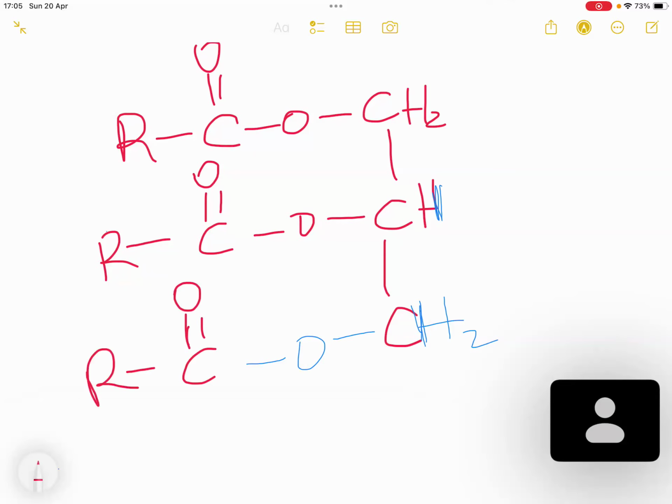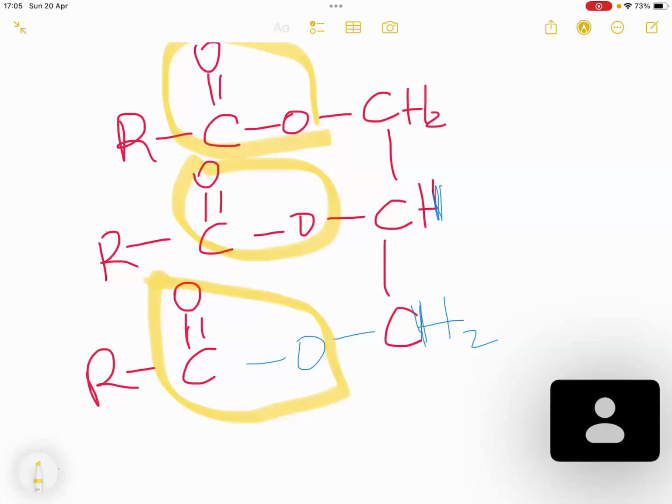So in this molecule, I am seeing 3 functional groups, and the 3 functional groups are the same. I am seeing an ester here, and an ester here, and an ester here. This is a fat molecule or an oil molecule. And I am going to be reacting this molecule with 3 NaOH.